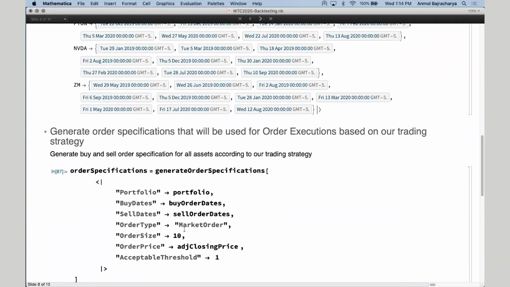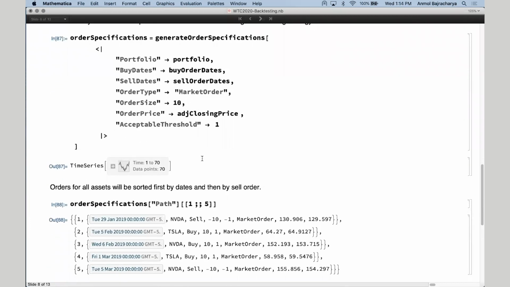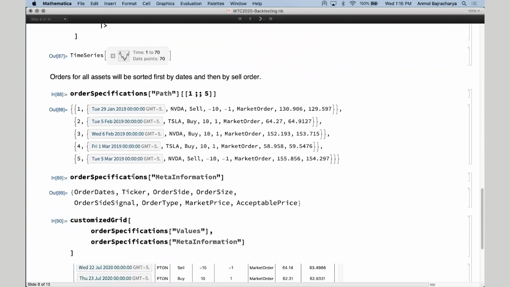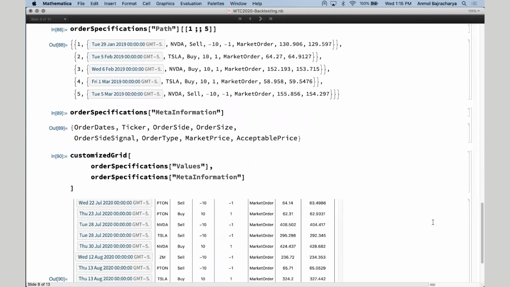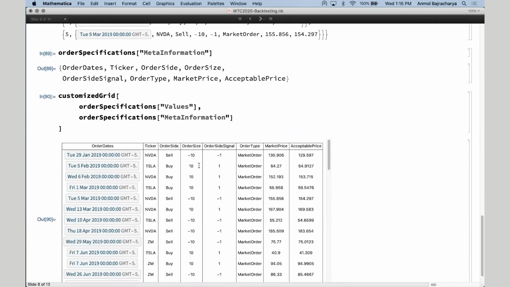And as I said, I'll be using a market order to do that. If you feed this information to the generate order specification function, it is going to give me a time series. If you look at the meta information of this time series, it gives me the order dates, ticker, order size, and such. You can see this information in a grid nicely here. This table shows you the order specification, and all the information is sorted based on dates.